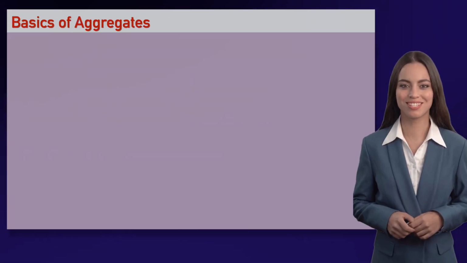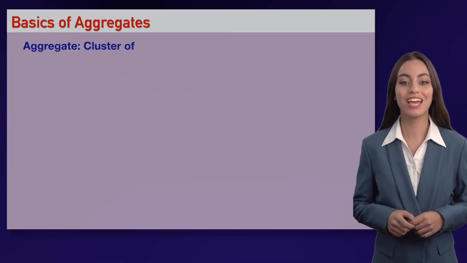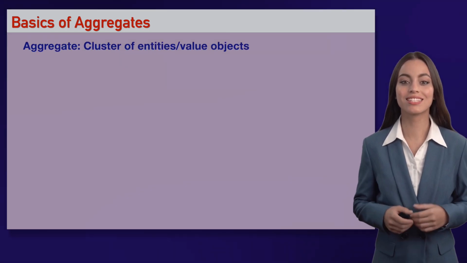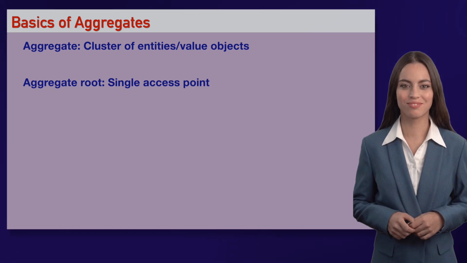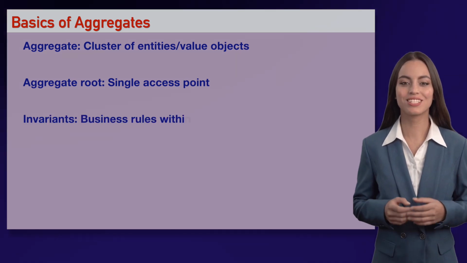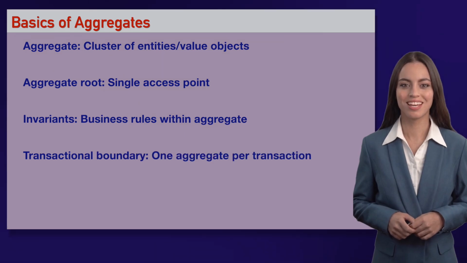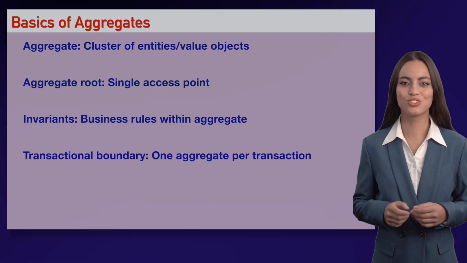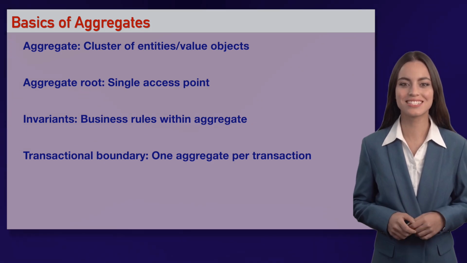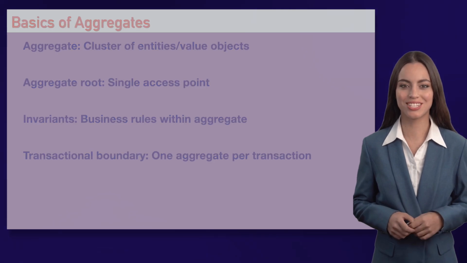Moving to aggregates basics. An aggregate is a cluster of entities and value objects treated as a single unit for data consistency. The aggregate root is the sole external access point, protecting internal objects. Invariants are rules that must always hold true within the aggregate. Treat the entire aggregate as one transactional boundary to ensure consistency without distributed transactions.